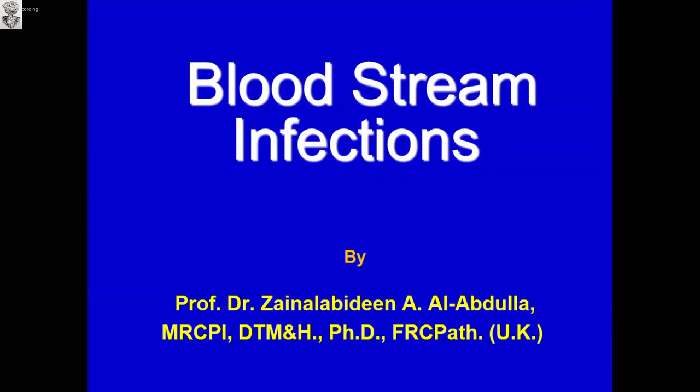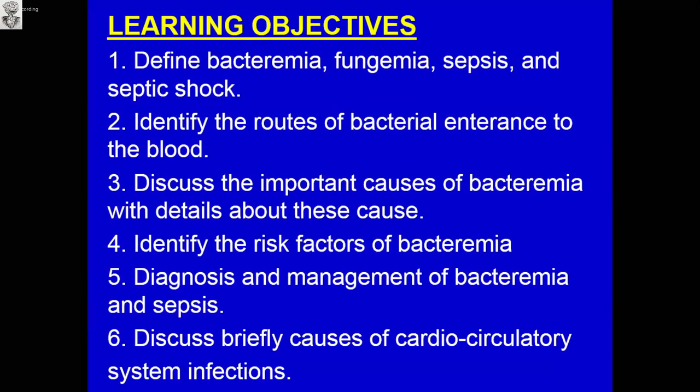Okay, we can start. Today we'll start 4 lectures regarding specific types of infections, starting with the bloodstream infections. The aims of this lecture are to define certain terms: bacteremia, fungemia, sepsis, and septic shock, and to see the differences between them. The second aim is to identify the routes of bacterial entrance to the blood, how bacteria could enter the blood. The third is to discuss the important causes of bacteremia in detail.